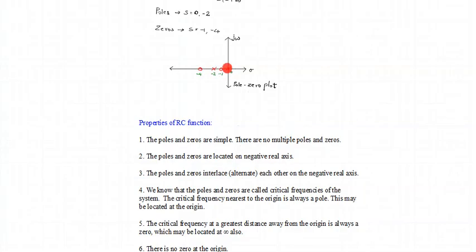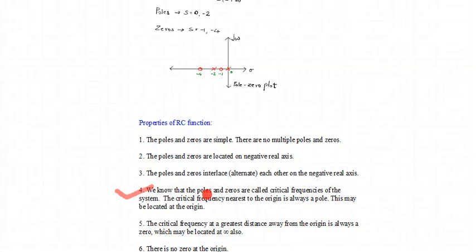There are no consecutive poles, no consecutive zeros appearing. If there is a pole, the pole is followed by a zero, followed by a pole, again followed by a zero. Right? They are alternating, they are interlaced on the negative real axis. This is the third characteristic of RC function. Now this is the most important characteristic of the RC function. Okay, and what is it? It is the critical frequency.